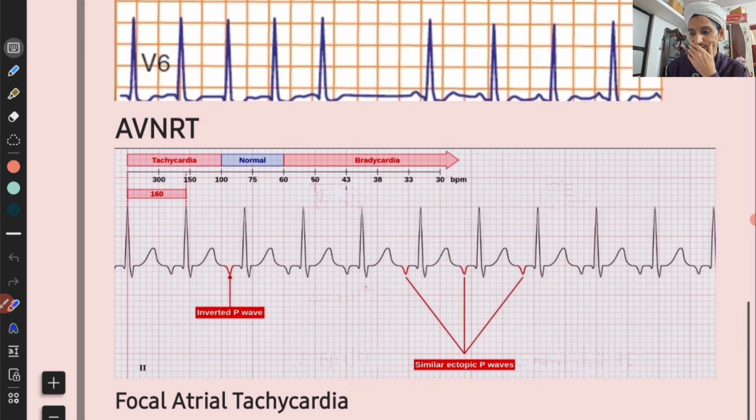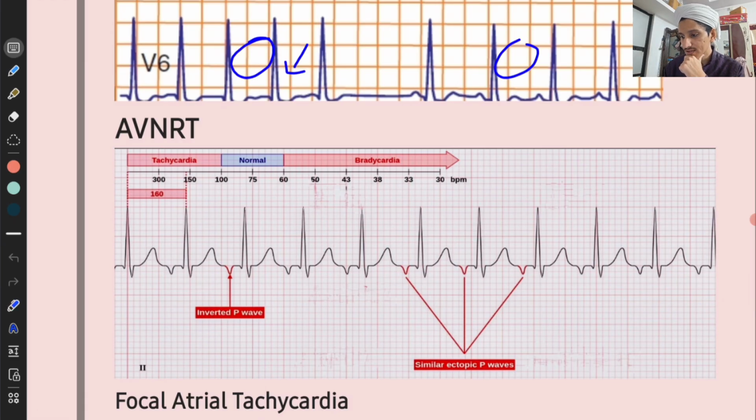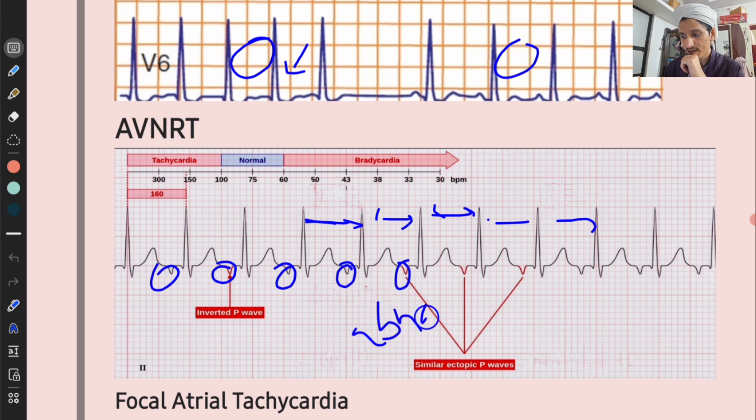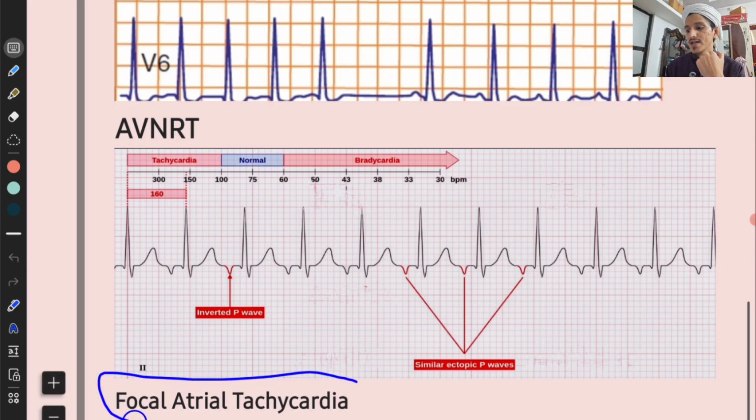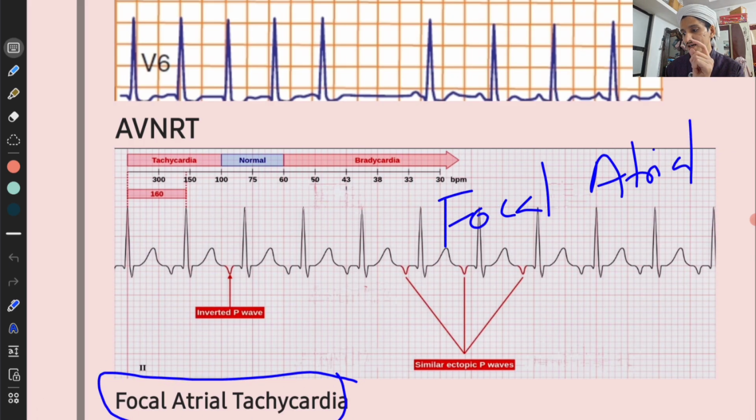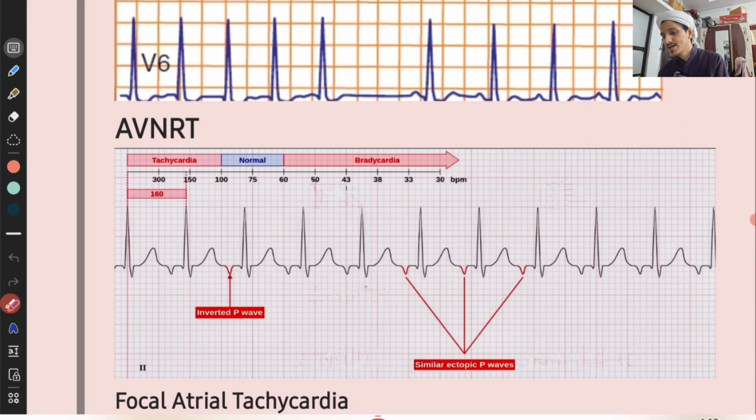This is one ECG, so we'll move on to the next ECG. See here, this is a narrow complex tachycardia, and the QRS complexes are regular. But there are P waves, and these P waves are abnormal. The morphology of the P wave is abnormal, and they all have the same morphology. That means they are originating from one focus only. So it is an example of focal atrial tachycardia. Only one focus is firing and causing this atrial tachycardia.